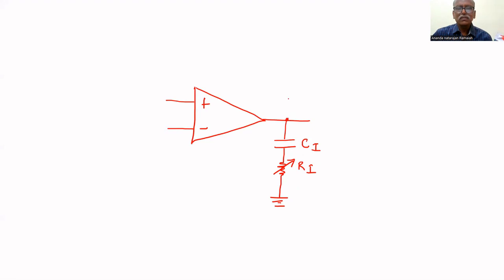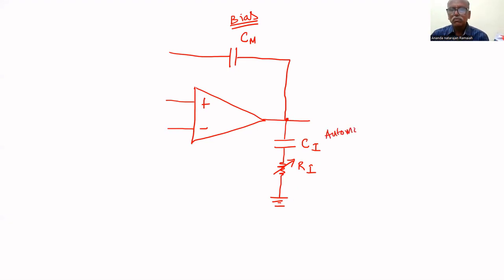In addition, one more capacitor is there that will charge during manual mode. That is, the bias value will be stored. For bias value, this capacitor is there. This is for operation during auto mode. For TI, this is for manual mode. This capacitor is for manual.